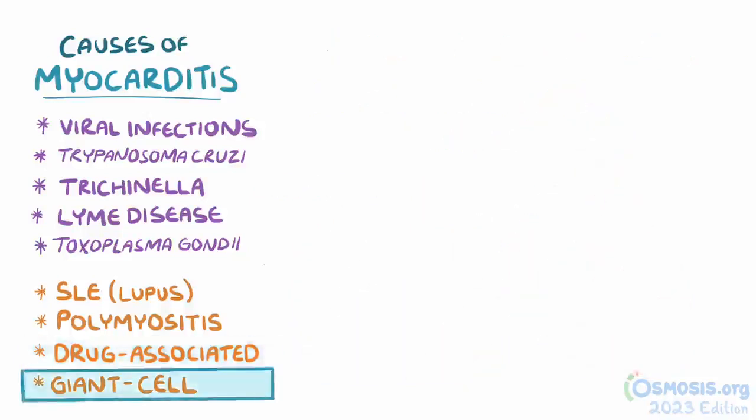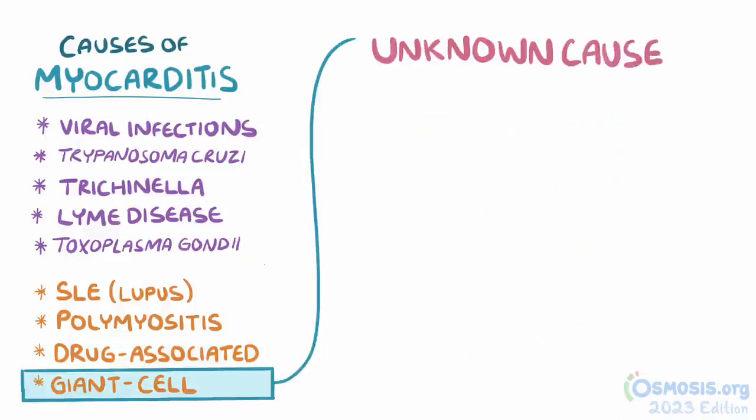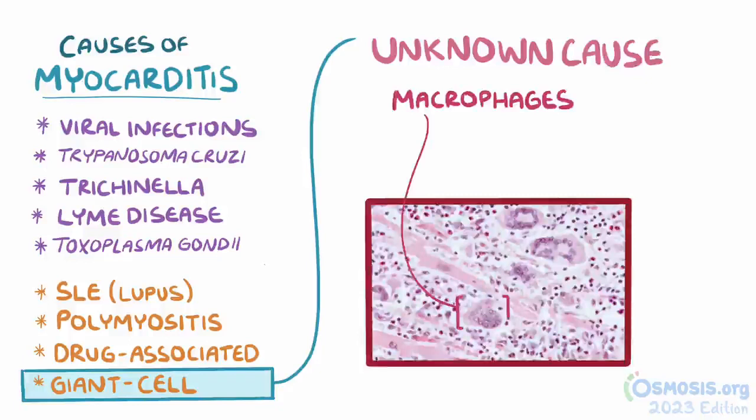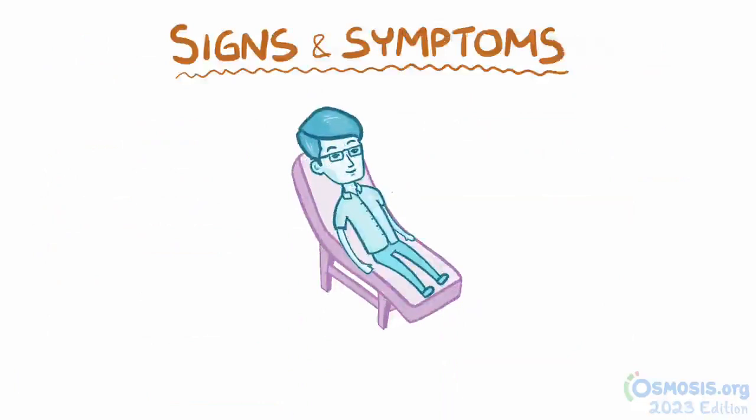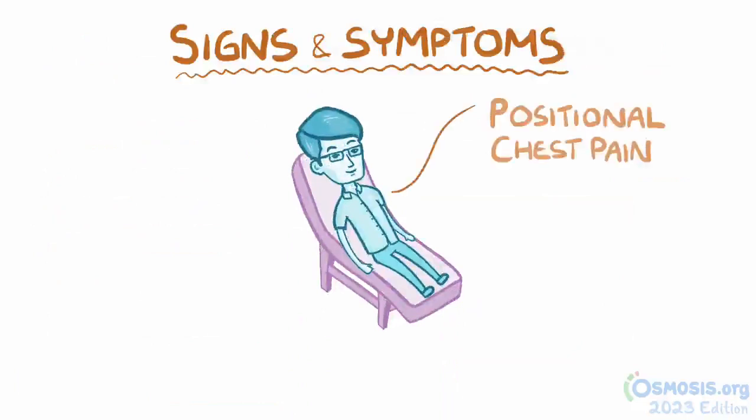Finally, there's giant cell myocarditis, which causes inflammation in the heart from an unknown cause. The key finding here is that macrophages, the immune cells that engulf foreign substances, start to fuse together to form a single giant cell, hence the name. Individuals with myocarditis can have a chest pain that is sometimes positional, meaning that it can get better or worse depending on the body's position.